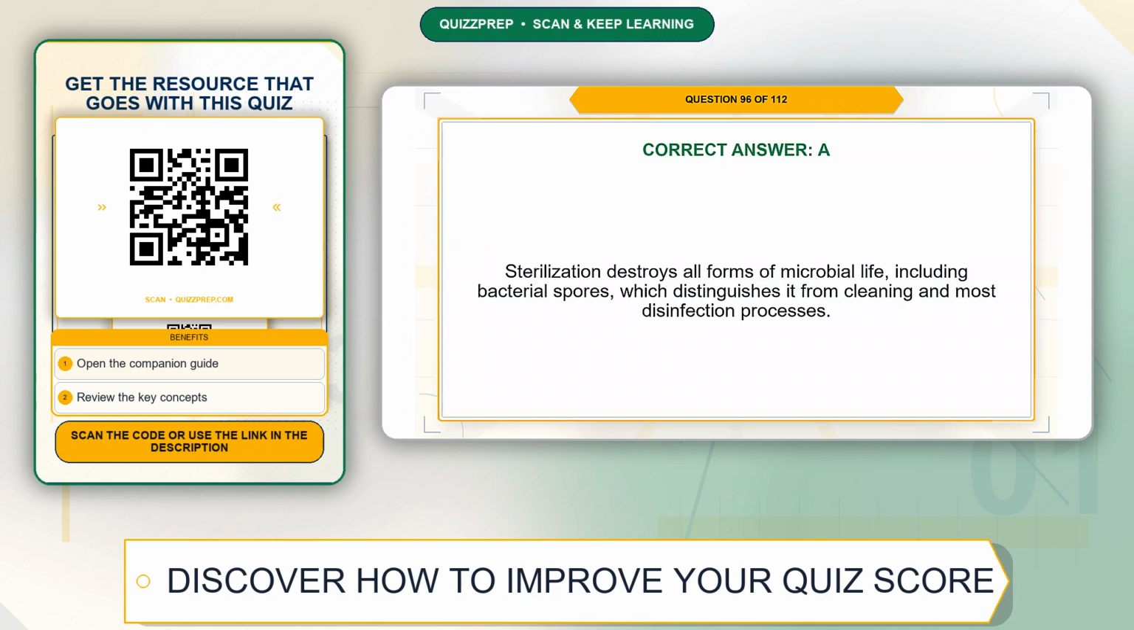Explanation. Sterilization destroys all forms of microbial life, including bacterial spores, which distinguishes it from cleaning and most disinfection processes.